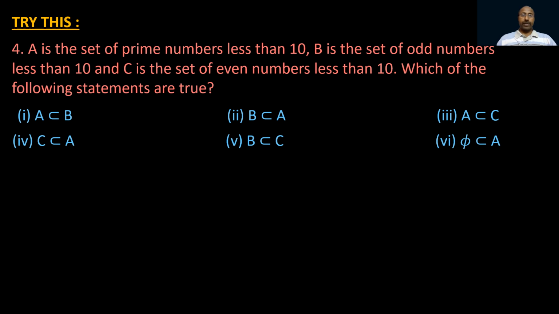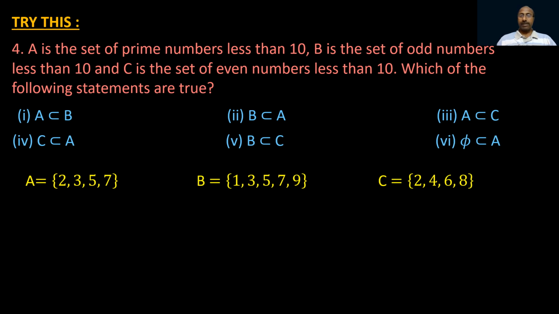So let us see what the elements of sets A, B and C are. Here A is the set of prime numbers less than 10. In that way A is the set of elements 2, 3, 5 and 7. And B is the set of odd numbers less than 10. You know clearly the elements 1, 3, 5, 7, 9 are the odd numbers less than 10, and C is the set of even numbers less than 10. So C is the set of elements 2, 4, 6, 8.